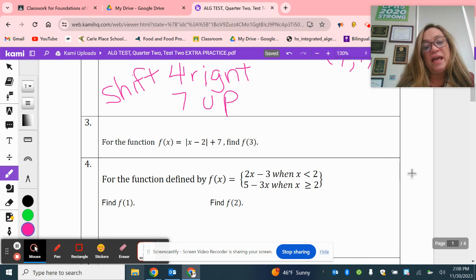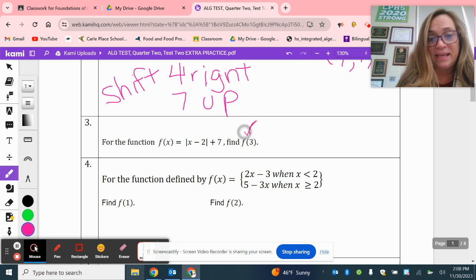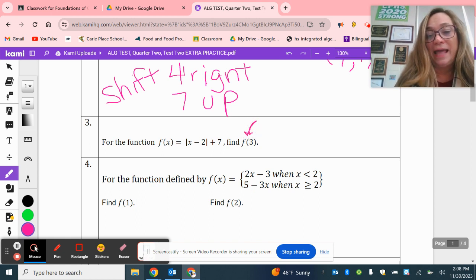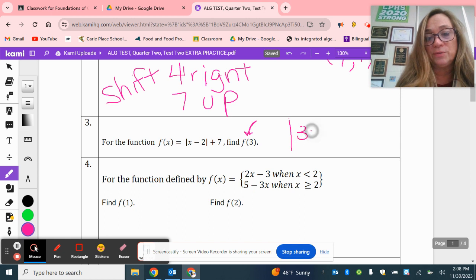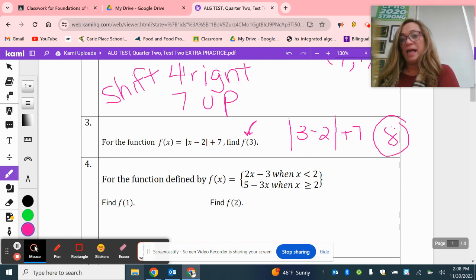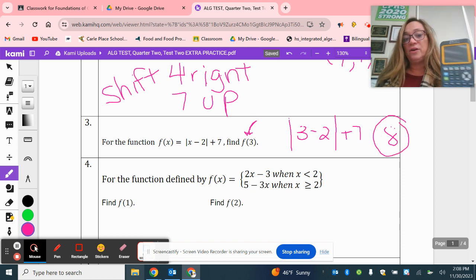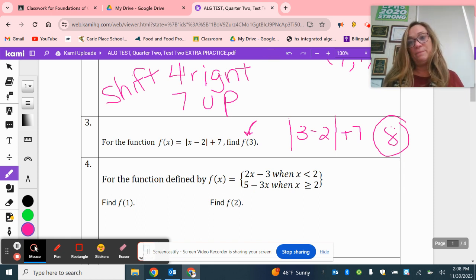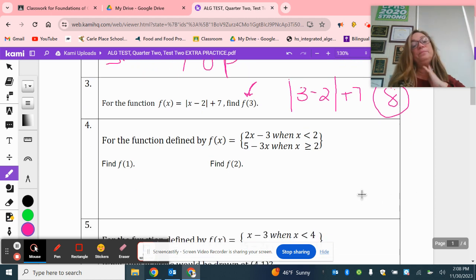Okay, for the function f of x equals, find f of 3. So what that's saying is that x is 3. So again, you can use your calculator or you can do substitution. I'm just going to use substitution. But again, you can use your calculator. And basically, 3 minus 2 is 1, and 1 plus 7 is 8. So the answer is 8. But you can use your calculator. And on the calculator, you can just do 3 store as x and then type in the function. Okay? 3 store as x and type in the function.